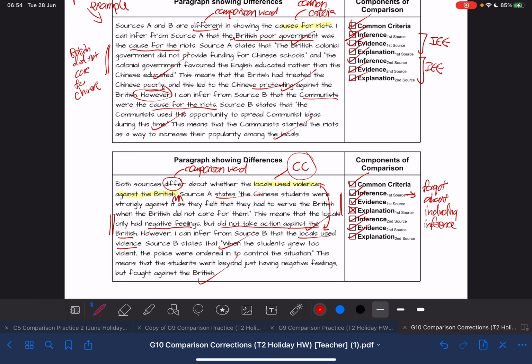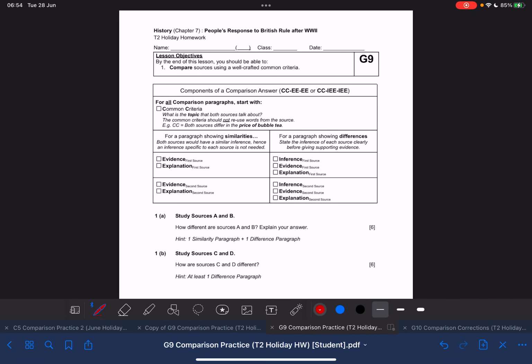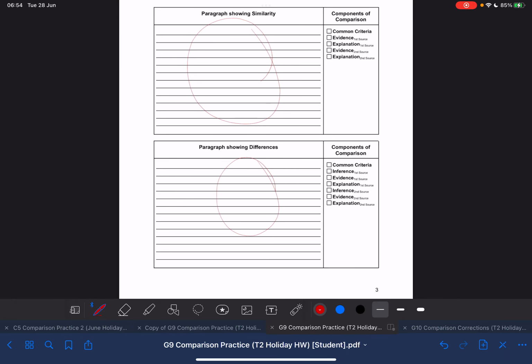I say again, so now, once you're done marking G10, I want you to go back to your holiday homework G9. You should have done your own answers over here. You mark your answers accordingly and identify whether it has the different components, and then do your corrections accordingly.